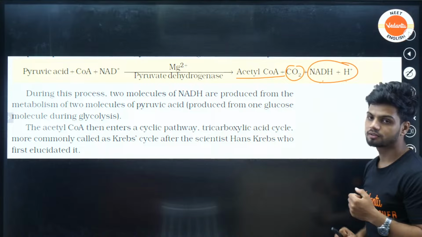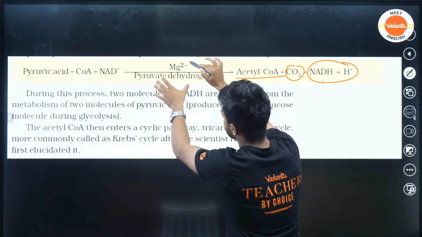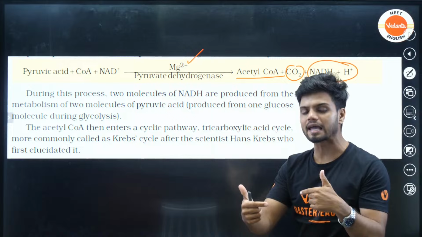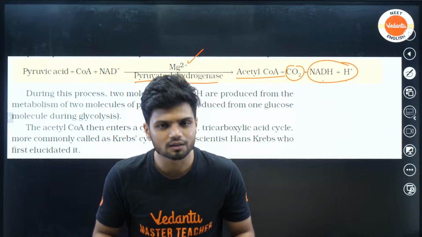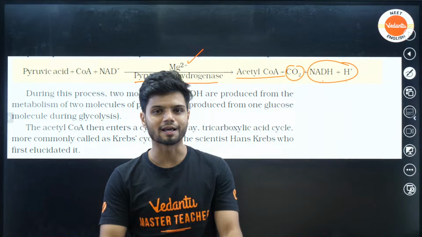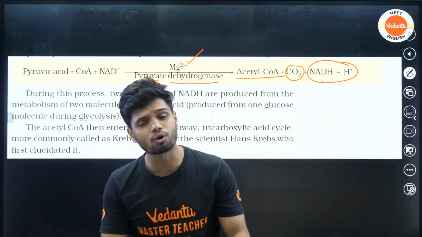NAD+, we get NADH. The one more thing I want you to remember is the cofactors here, such as your Mg2+ is involved. Other than that, the enzyme which makes sure this reaction happens is nothing but your pyruvate dehydrogenase. Mg2+ and the enzyme are the two other components of the oxidative decarboxylation, also called your gateway reaction.